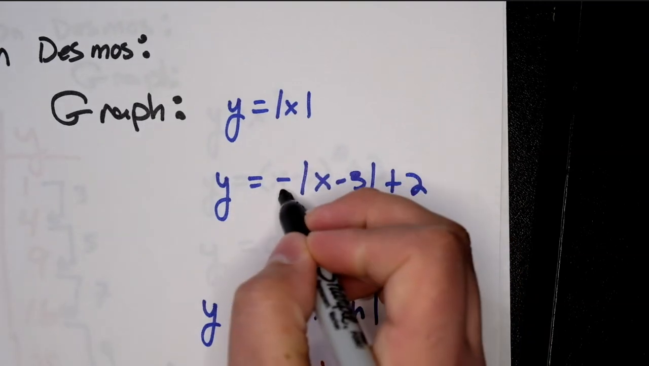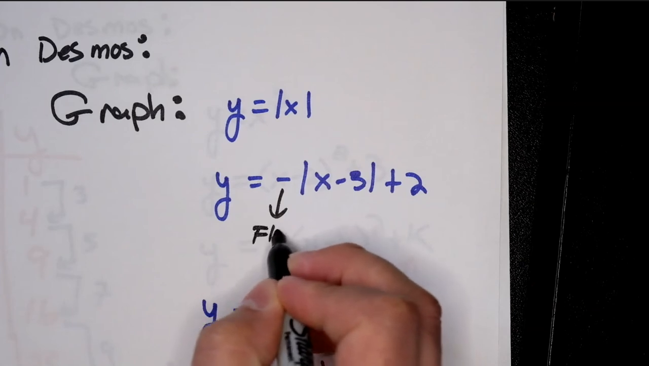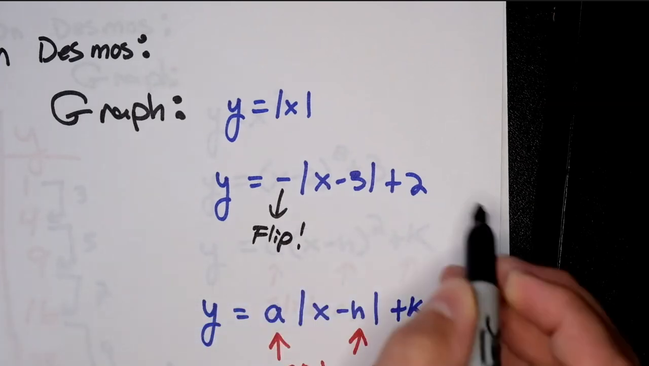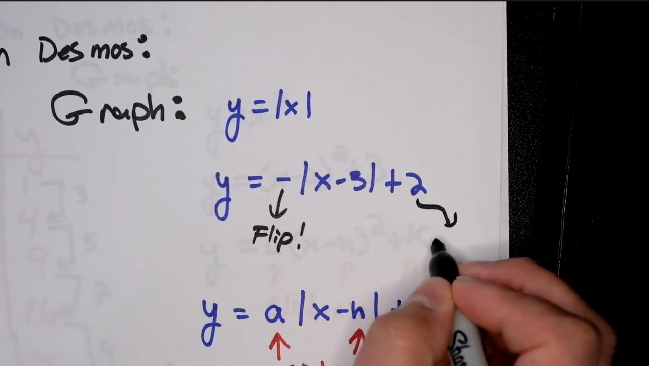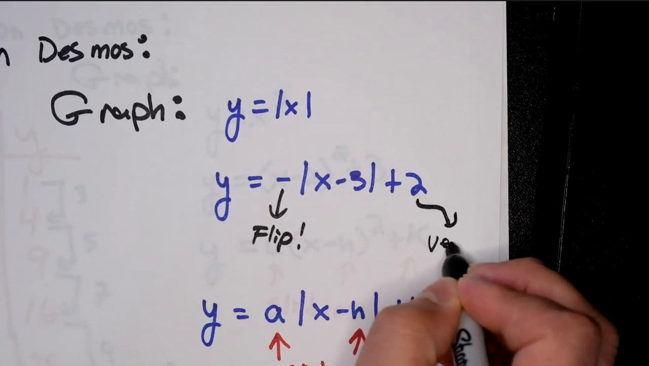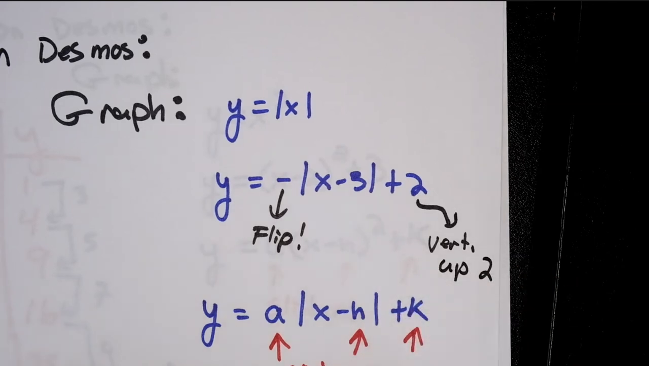So the first thing, what's this minus going to do? Well, it's going to flip it. What's the plus 2 going to do? In this case, the plus 2 is on the outside, so it's going to be a vertical shift up 2. And then what's that minus 3 in there going to do?